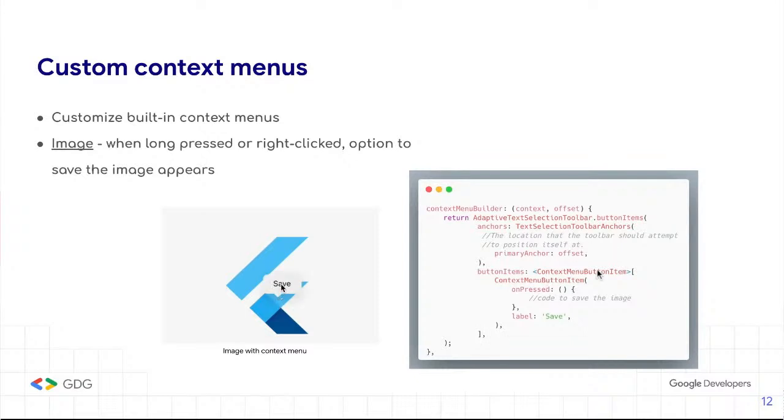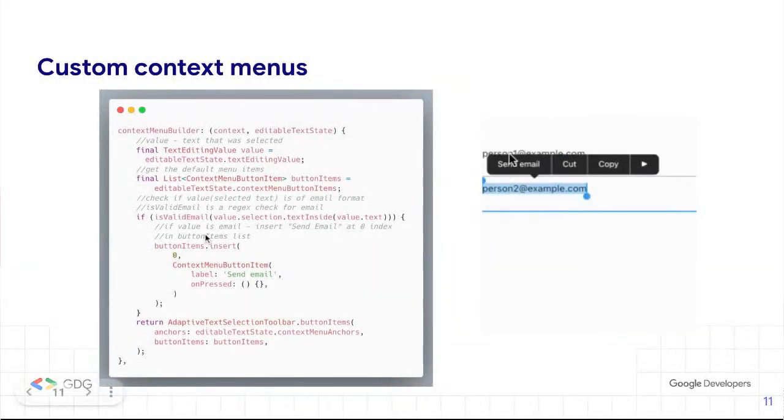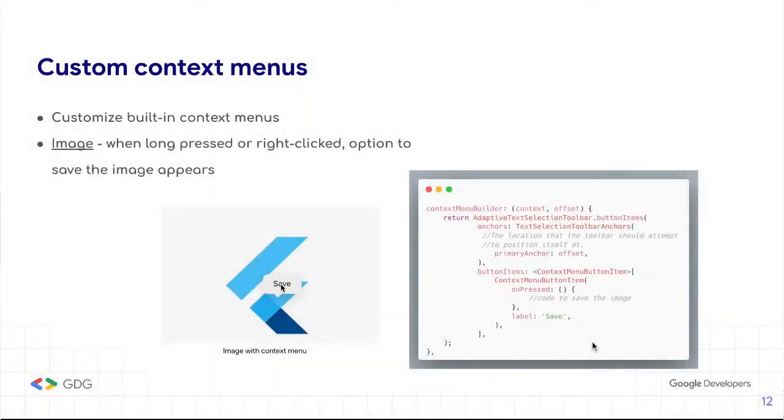Context menus are extremely easy to use because you just have to mention what menu button item you want and how many menu button items you want. It can be as many as you want. So if you want one more option, such as copy and paste, then you can have another context menu button item. That way you can add more, and it is completely customizable.